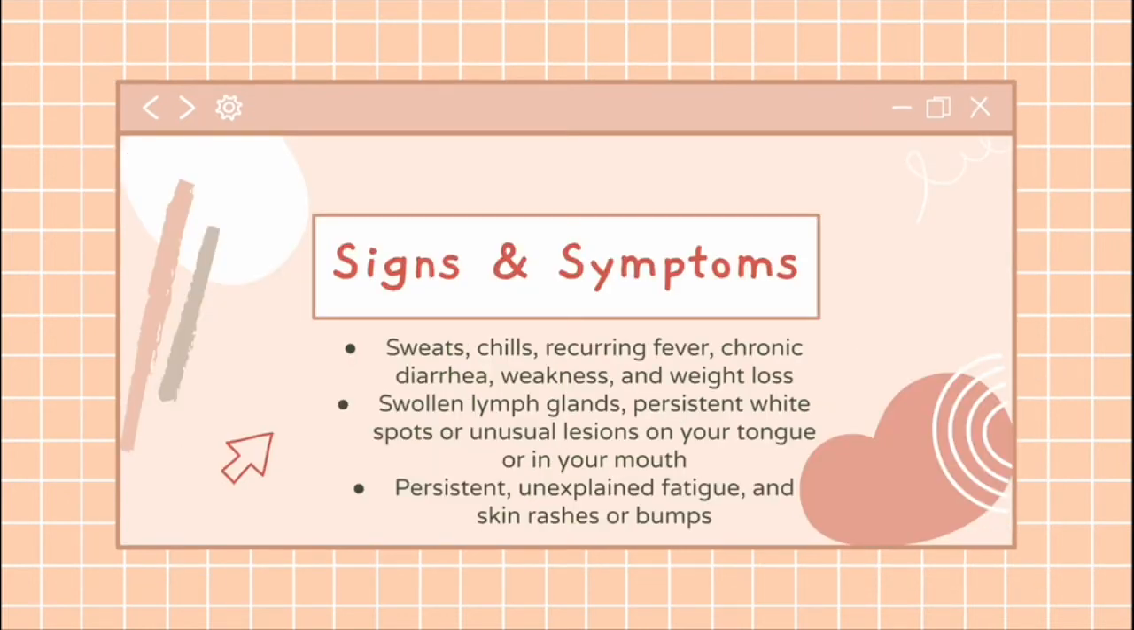Signs and symptoms: sweats, chills, recurring fever, chronic diarrhea, weakness, and weight loss. Swollen lymph glands, persistent white spots or unusual lesions on your tongue or in your mouth. Persistent unexplained fatigue and skin rash or bumps.